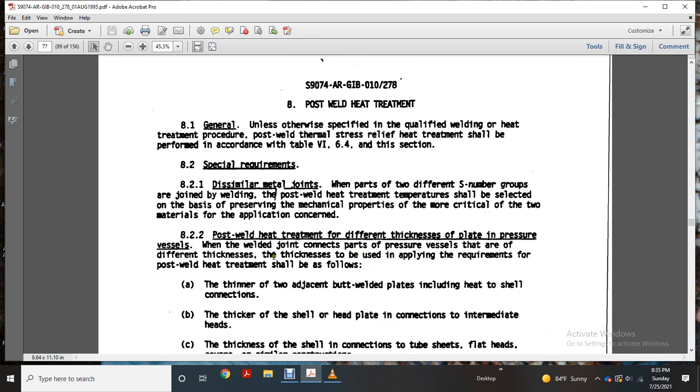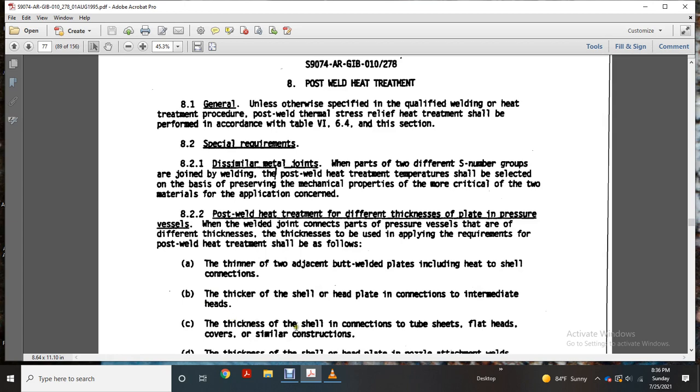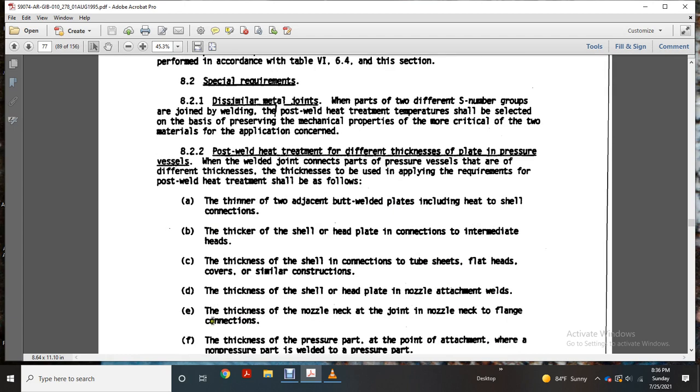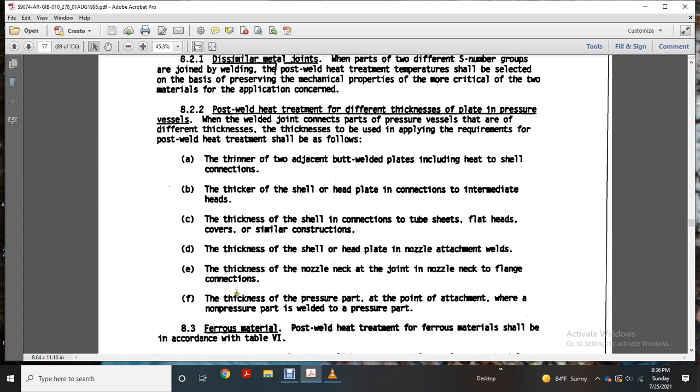The requirements for the post-weld heat treatment shall be as follows. The thinner of the two adjacent butt welds include the head to shell connection, thicker of shell head plate with the connection of the intermediate heads, thickness of shell connection of the two tube sheets, flat heads, and covered in similar construction, thickness of the shell of the head plate with the nozzle attachment welds, thickness of the nozzle neck at the joint with the nozzle next to the flange connection, thickness for the pressure part with the point of the attachment where a non-pressure part is welded with the pressure part.